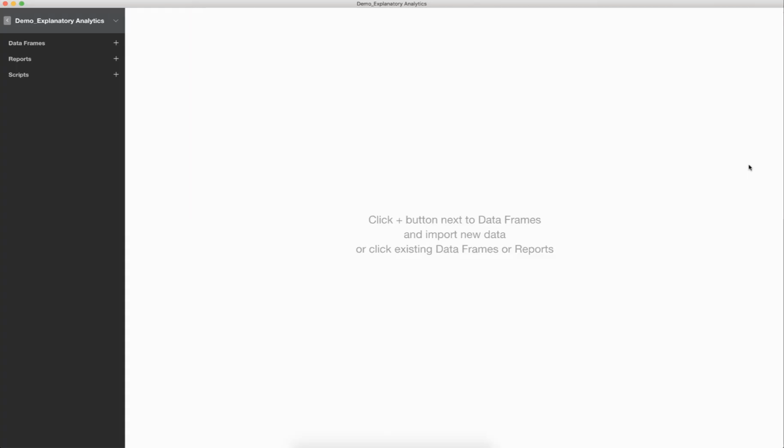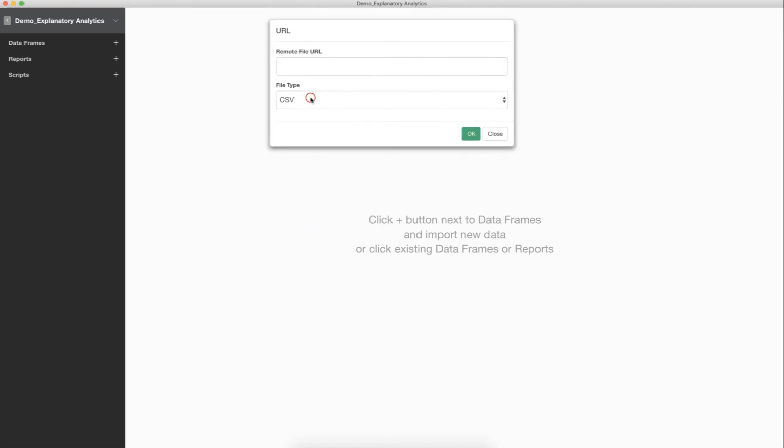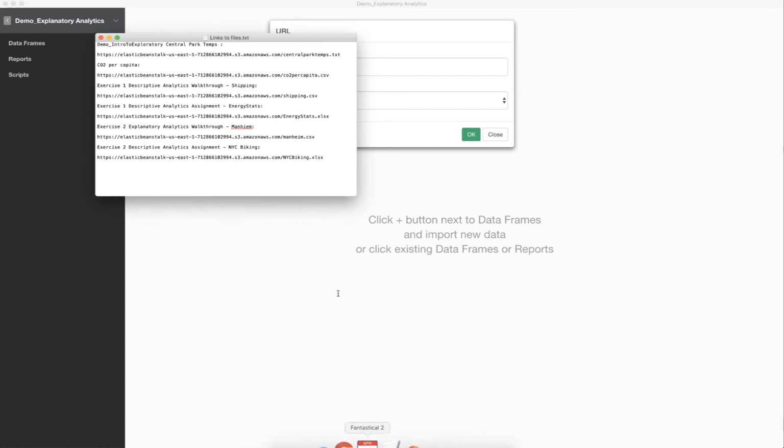As we can see here, a new Exploratory project has been created with the name demo_explanatory analytics. In this project, there is no data set, and we will be importing a data set as follows. Clicking on the plus sign right next to data frames, we will be bringing in file data. This file data is stored on a remote server and is going to be in a text file. The remote file URL that we're going to be using is present in the link to files document that has been uploaded to the website.